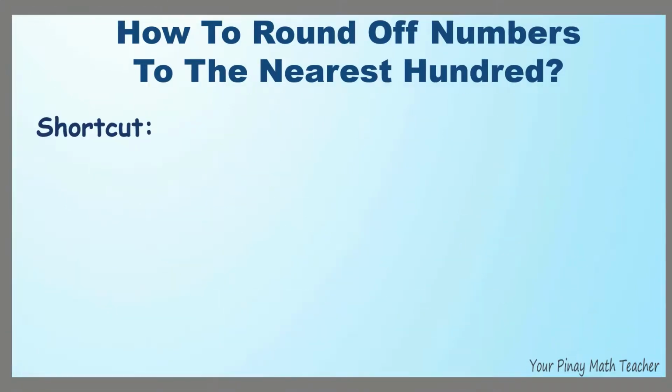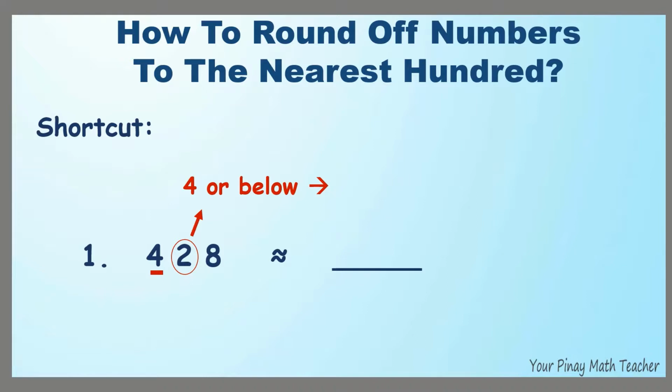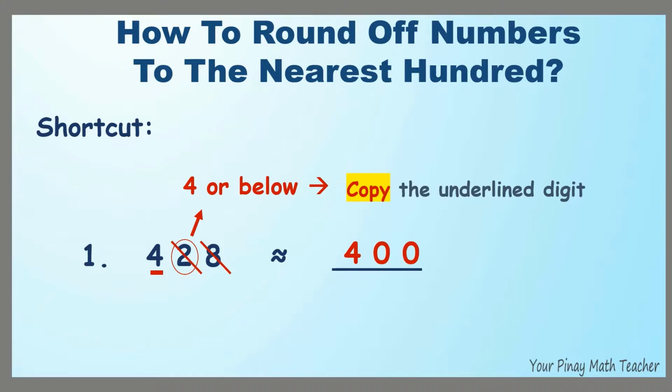There is also a shortcut when you round off numbers to the nearest hundreds. For example, for 428, underline the hundreds digit and look at the digit to its right. If it is 4 or below, copy the underlined digit. The one we encircled is 2, therefore we have to copy 4. And make 2 and 8 zeros. So 428 is rounded off to 400.